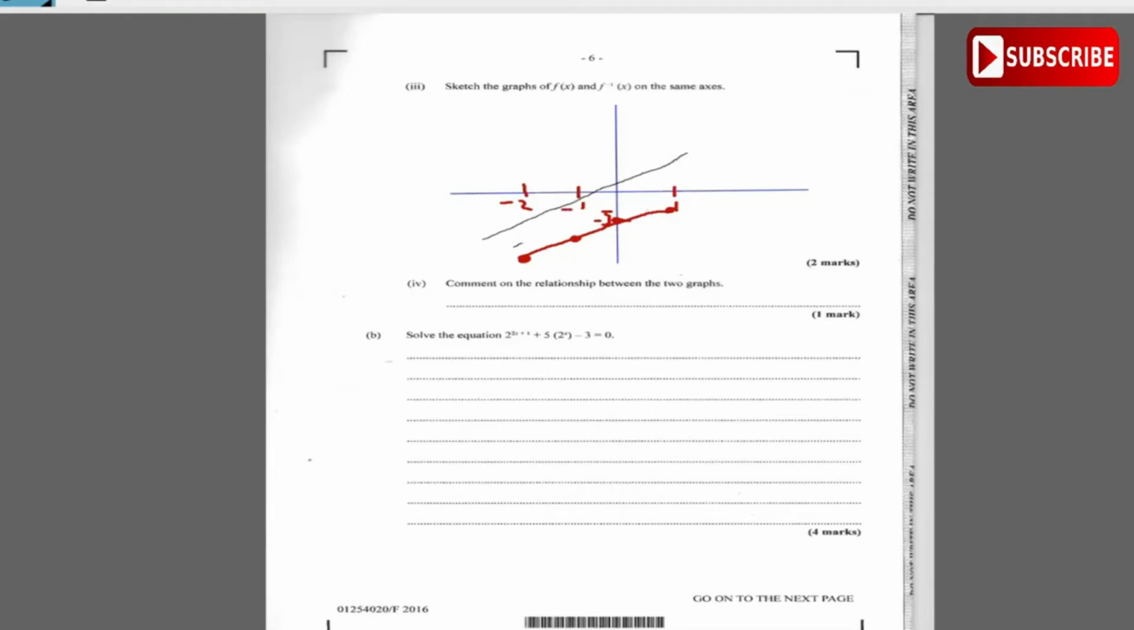They ask us to comment on the relationship. So let me just put 5/2 here, and label them: this is f inverse and this is f. Comment on the two. They are a reflection of each other in the line y equals x.